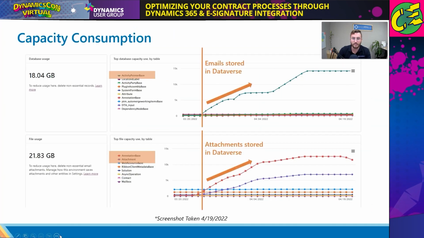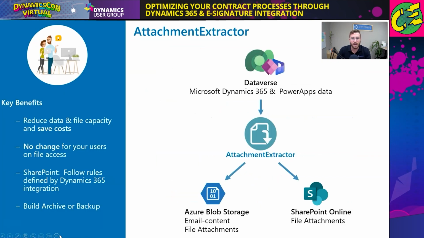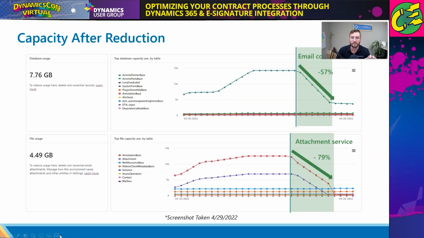So to give you an idea of what that looks like, this is a demo environment I created and just kind of pumped in a lot of emails with attachments, as well as notes directly in this Dynamics environment. After turning on the service, you can see it reduced my activity pointer base and database usage by about 57%, and you can expect around 50% reduction in your storage. And on the file usage side, it's even more because you're generally dealing with larger overall file sizes, and it reduced it by 79%. You can expect upwards of 80%.